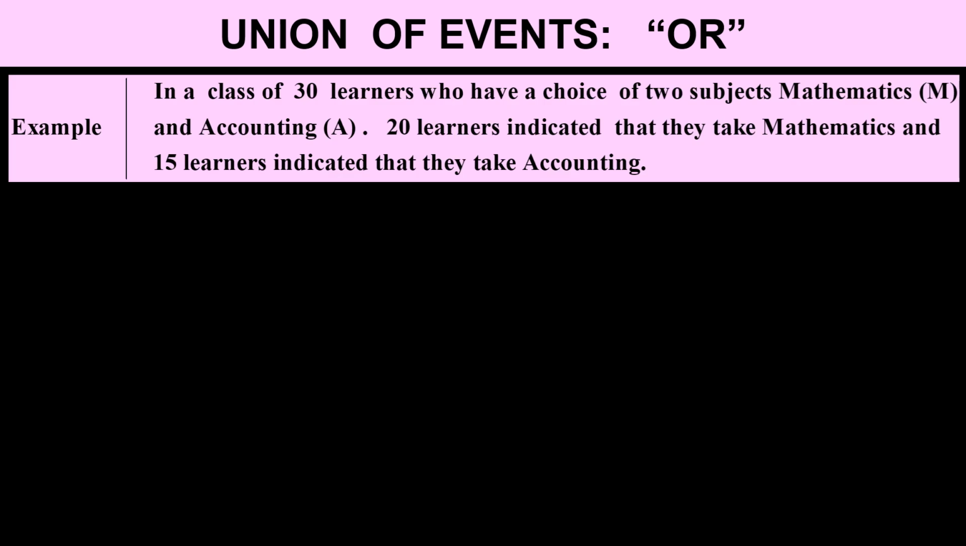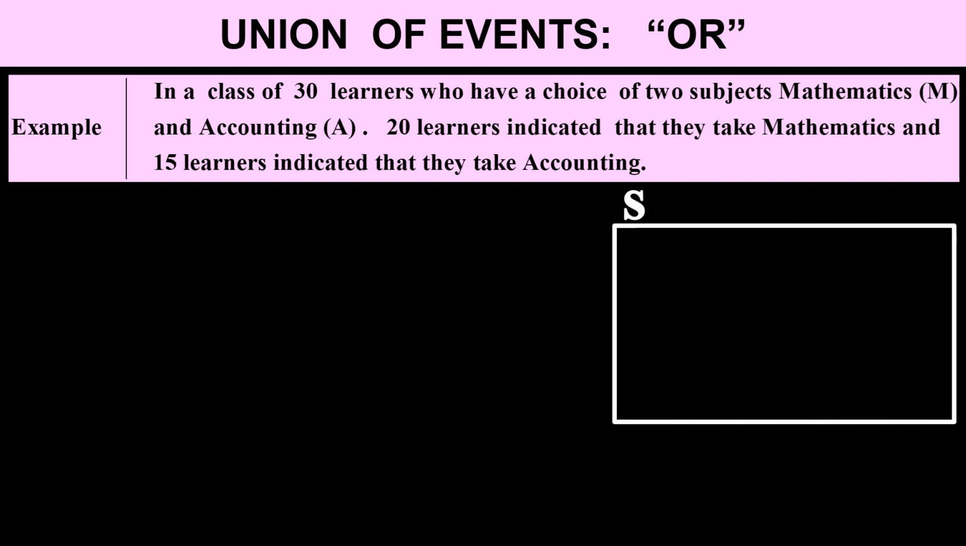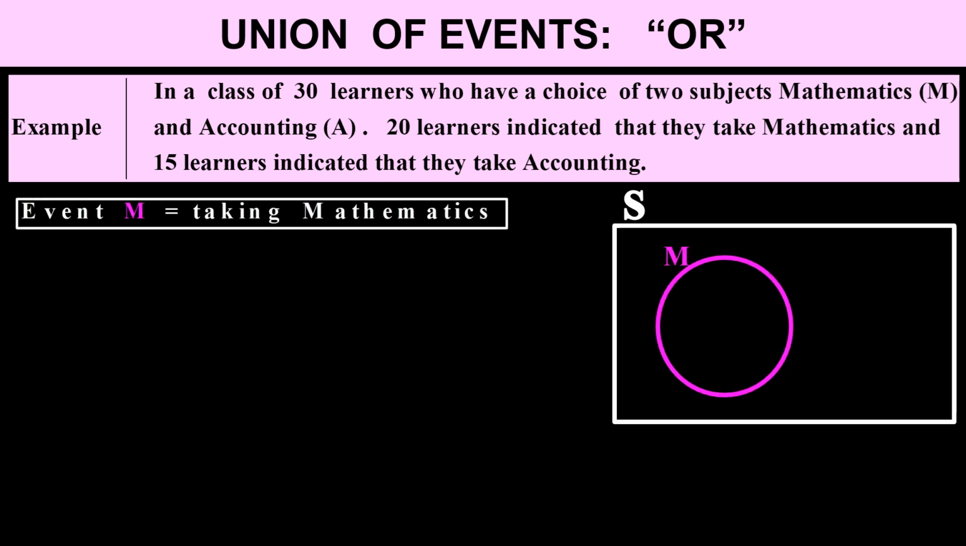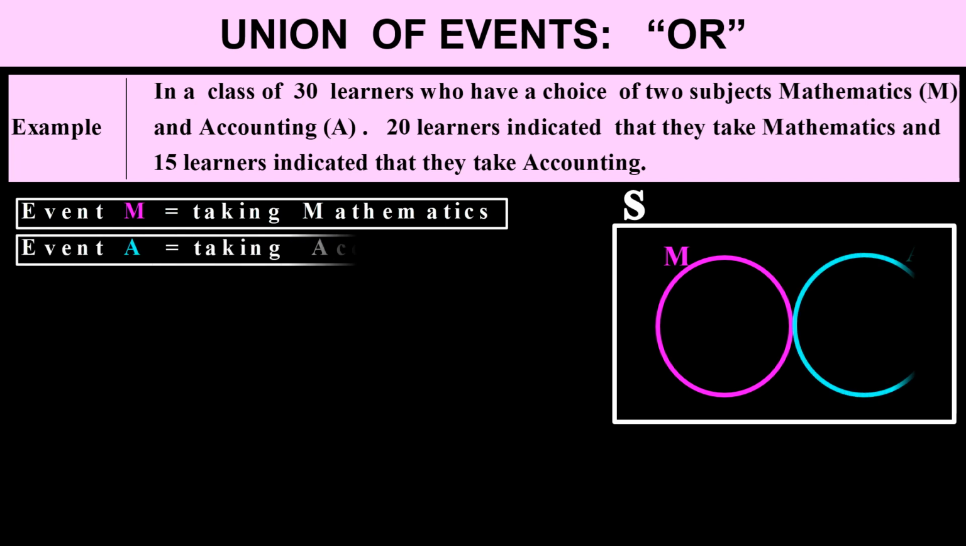Now let's look at the union of two events. I'm going to use an example to illustrate the probability of the union of two events, and then derive a formula to determine it. In this example, we have a class of 30 learners who have a choice of two subjects, mathematics and accounting. There we have the sample space, and we use a rectangle. The event M is the event of taking mathematics, represented by the magenta circle, and the event A, taking accounting, is represented with the aqua blue.